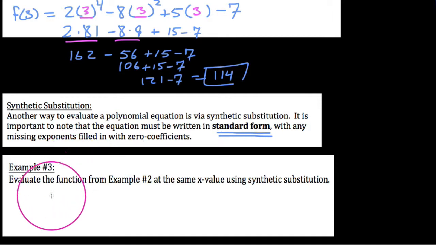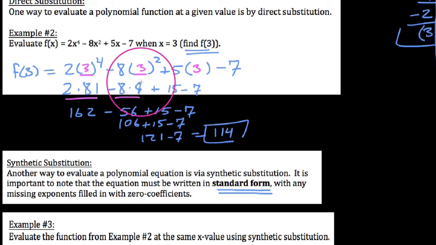So, for instance, when I say evaluate the function from example 2 at the same x value using synthetic substitution, I'm going to take you through how this works, but I want you to notice this. We were missing an x to the third term. So we say 0x cubed is technically this term.